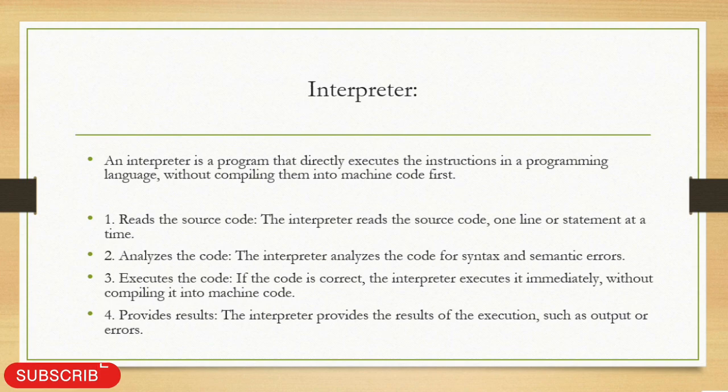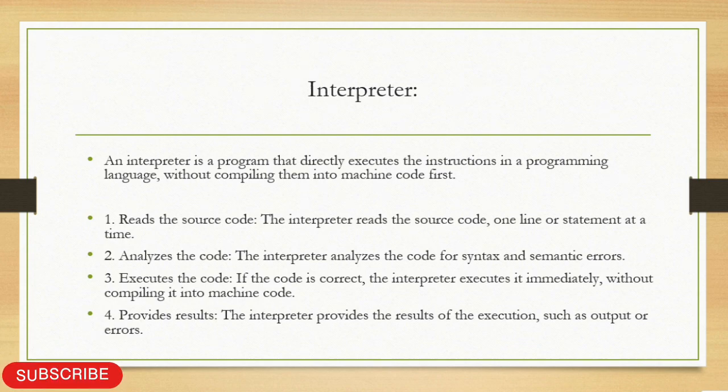Here, no object code, that is, no separate code is created. That's why there will be no external memory. That's why interpreter is quite slower. Okay, so debugging is easy. Now, another point is that debugging is quite tougher in compiler, but debugging is quite easy in interpreter.